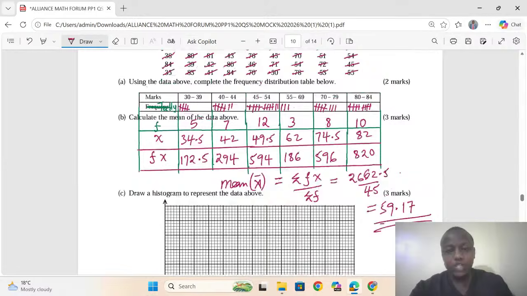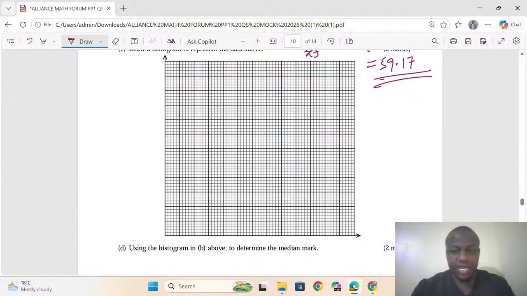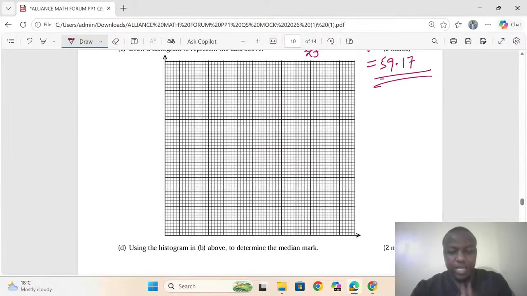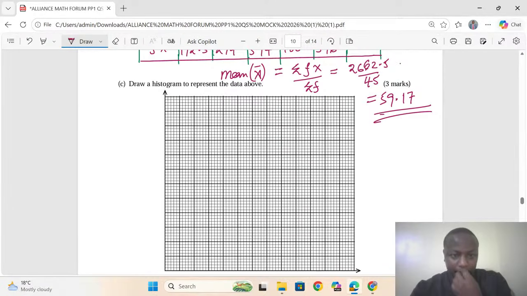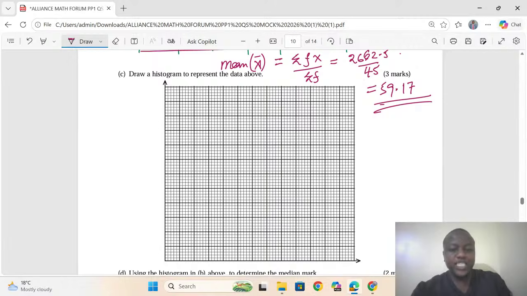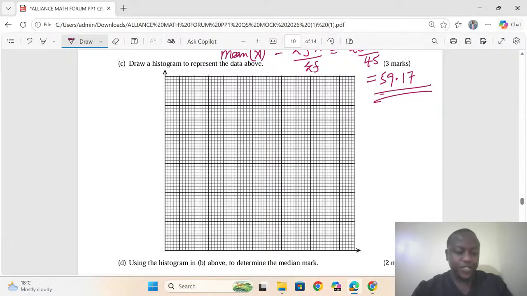A very, very good question. Can we check together now? Part C. In part C, we're being told to draw a histogram to represent the above data.